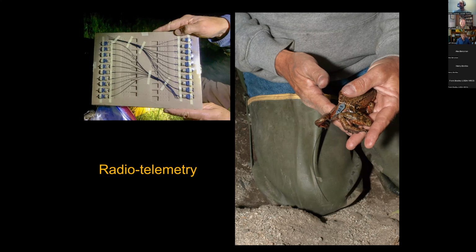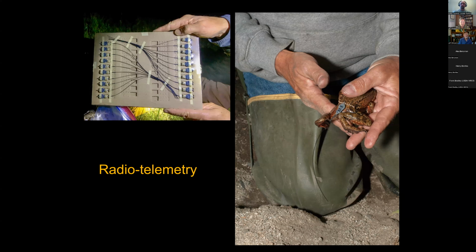But each radio has a unique band. So it's like driving in your car and tuning into your favorite radio station. So each one is like that. It comes through the receiver. We can hear the radio. And it's attached to the frog, in this case, by an aluminum chain belt around the waist. This is a frog that Jeff put a transmitter on in Mexico.